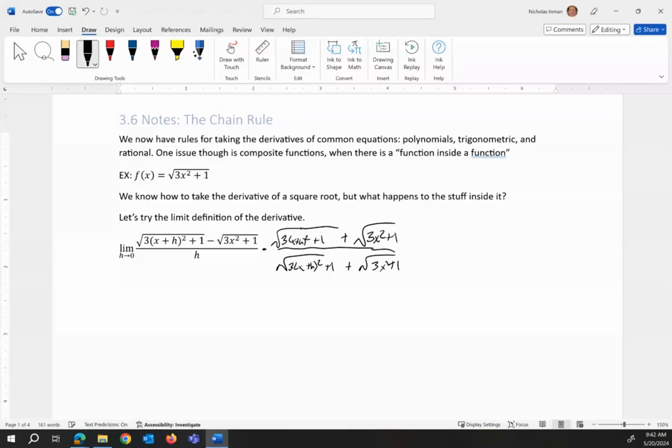So we multiply by the conjugate. What we have learned is that by multiplying by the conjugate, the square root times the square root should just cancel out. So we've got 3(x plus h) squared plus 1. The minus will stay, but this times this, and then the negative times this, the middle terms will cancel. And then the square root of 3x squared plus 1 times the square root of 3x squared plus 1 is just 3x squared plus 1. But we have the whole denominator still on the bottom. We have an h, and then the whole denominator still on the bottom.